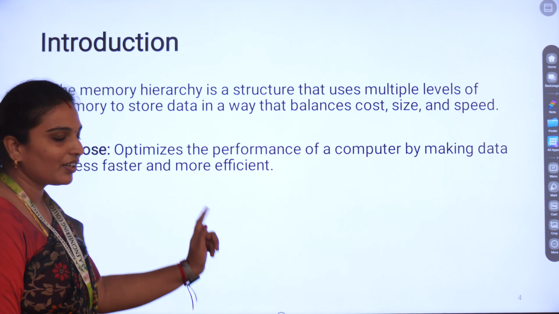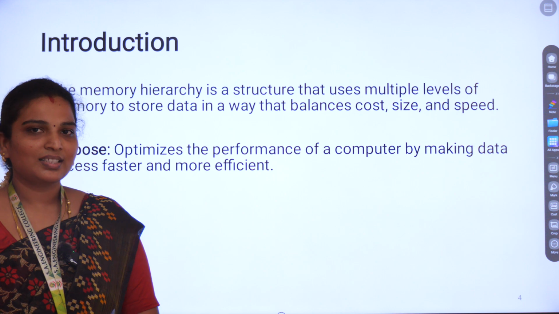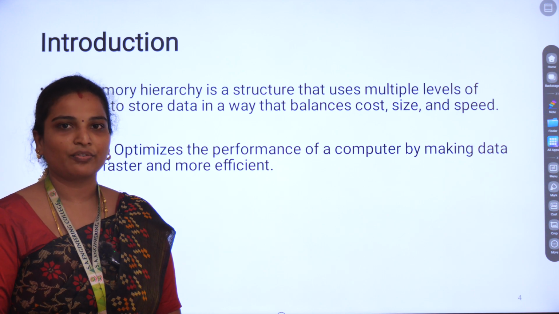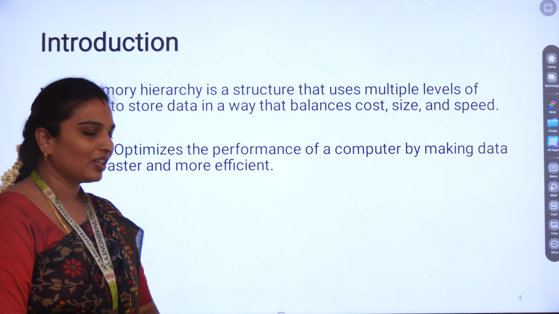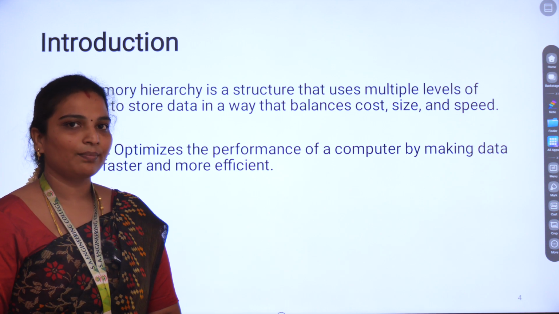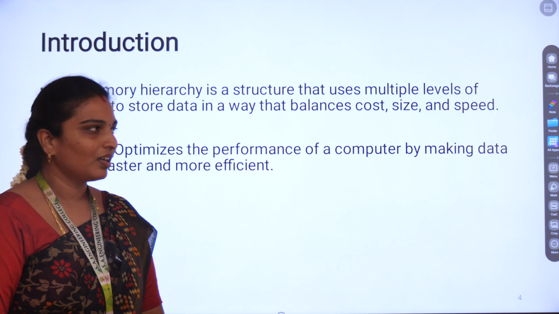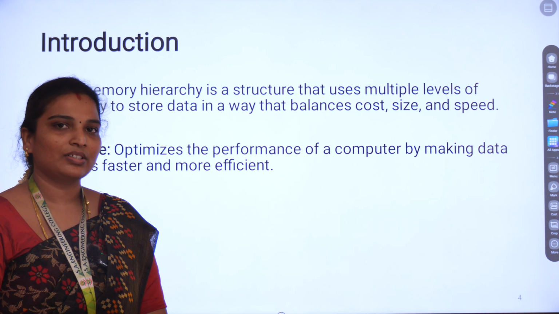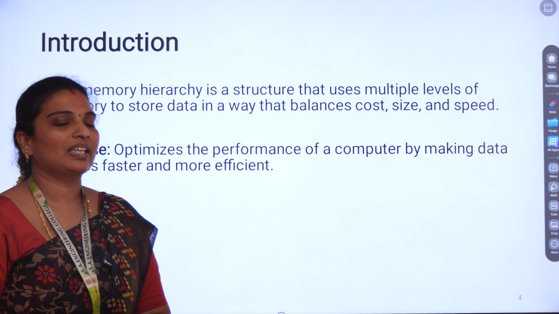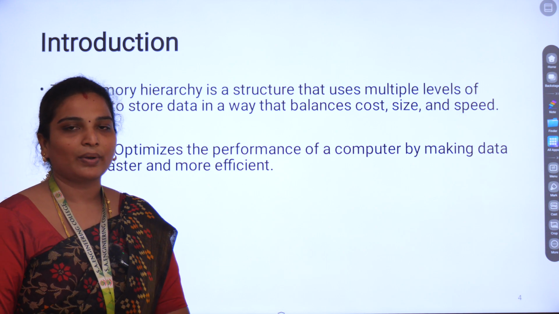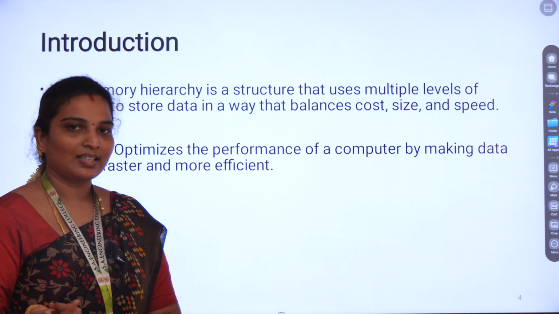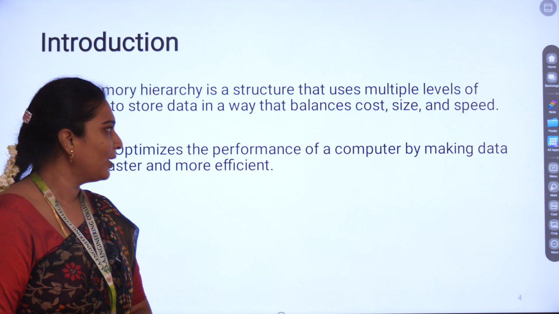First, let me give an introduction about memory hierarchy. This memory hierarchy is basically a structure that contains different levels of memory for data storage. All these levels vary from one another in many features. The important features considered are the cost of the levels of memory, the size of each and every level, and also the speed to access the data from every level. Based on these speeds, the levels of memory differ from one another.